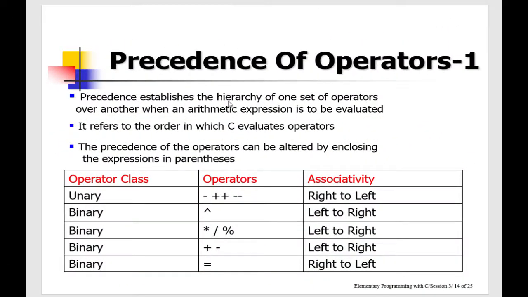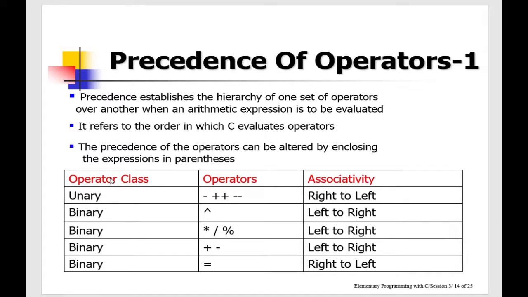Precedence establishes the hierarchy or the order of one set of operators over another when an arithmetic expression is to be evaluated. It refers to the order in which C will evaluate those operators, and the precedence of the operators can be altered by enclosing the expression in parentheses. Parentheses is the normal brackets, depending on which English you're using.